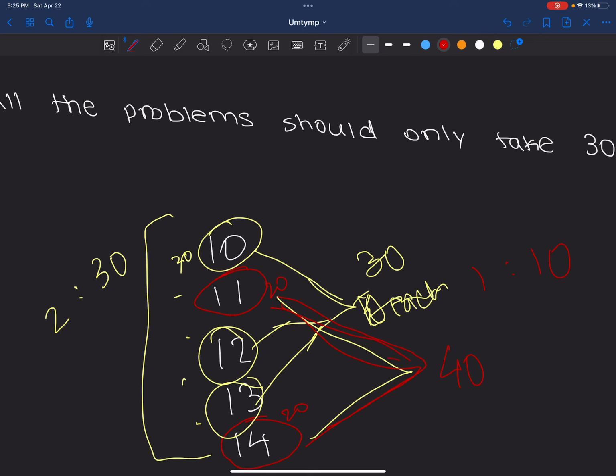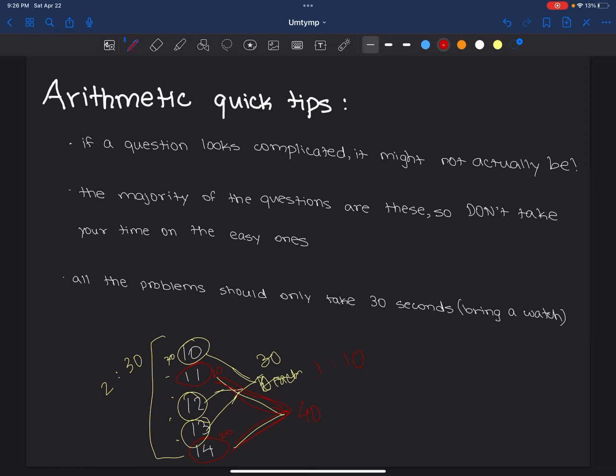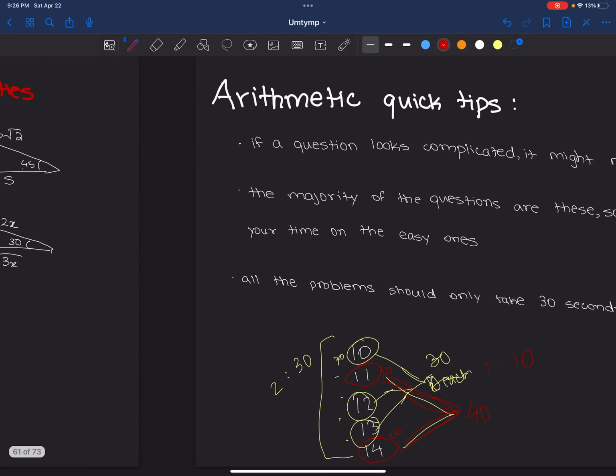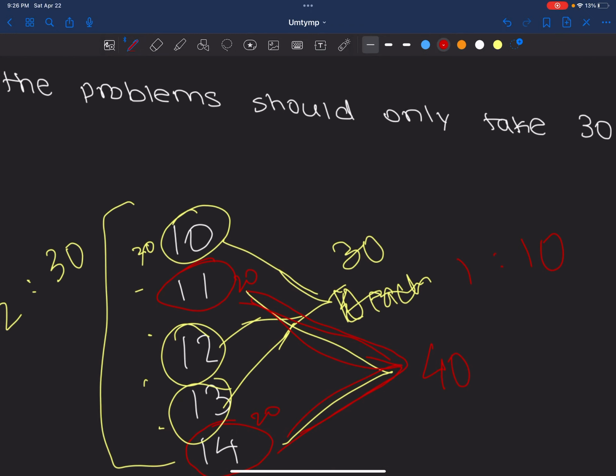And the point is, the hard ones don't actually take a lot of time. They're just there to confuse you and throw you off your game, so don't fall for the tricks. That's the biggest tip I have. Take inspiration from my example.